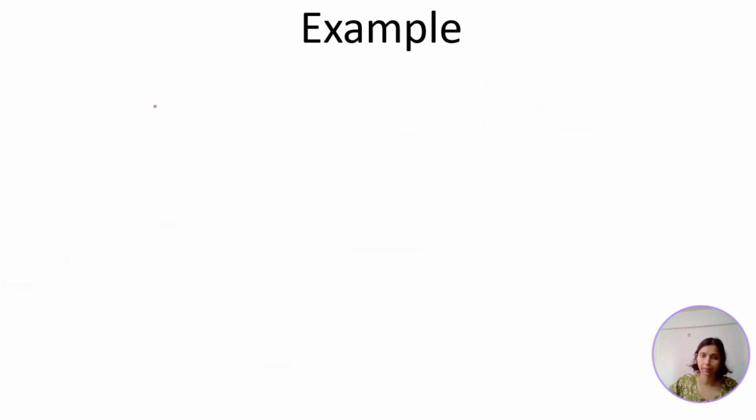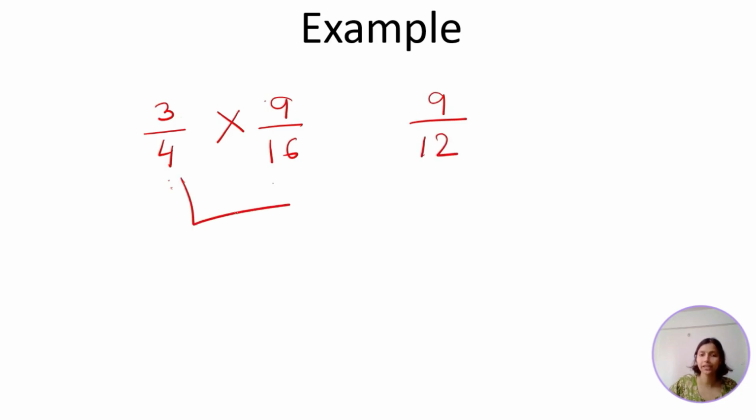Let's see another example. 3 by 4. If I multiply the numerator by 3 and denominator by 4, it will not be an equivalent fraction. Why? Because now the value of the fraction changes. If I am multiplying the numerator by 3, I should multiply the denominator also by 3 to get an equivalent fraction. Now 3 by 4 is equal to 9 by 12.